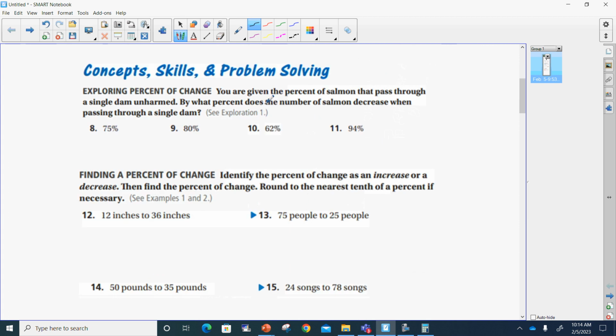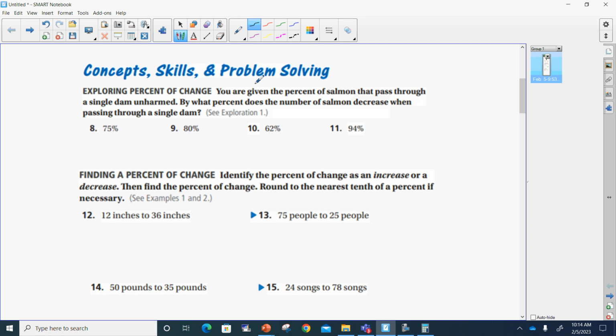All right, let's go to number 7. It says you're given a percent of salmon that passes through a single dam unharmed. By what percent does the number of salmon decrease when passing through a single dam? All right, you're given the percent of salmon that passes through one dam unharmed. What percent does the number of salmon decrease? Decrease, okay, when passing through a single dam. These are the ones that get through unharmed. So how much does it decrease?